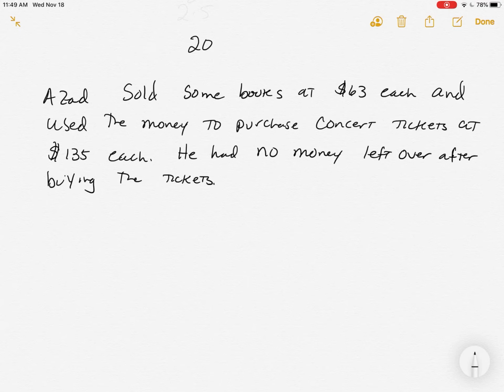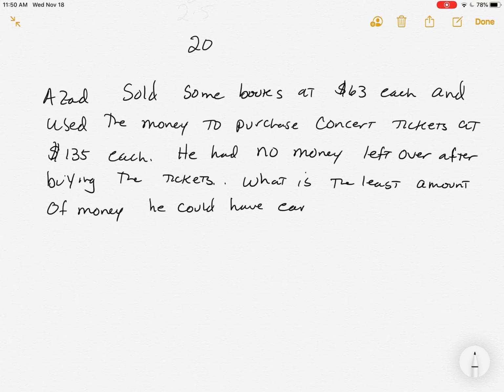And they're going to ask two questions. What is the least amount of money he could have earned selling the books? And they ask one more, what is the least amount of books sold? Well, least amount of books he could have sold.